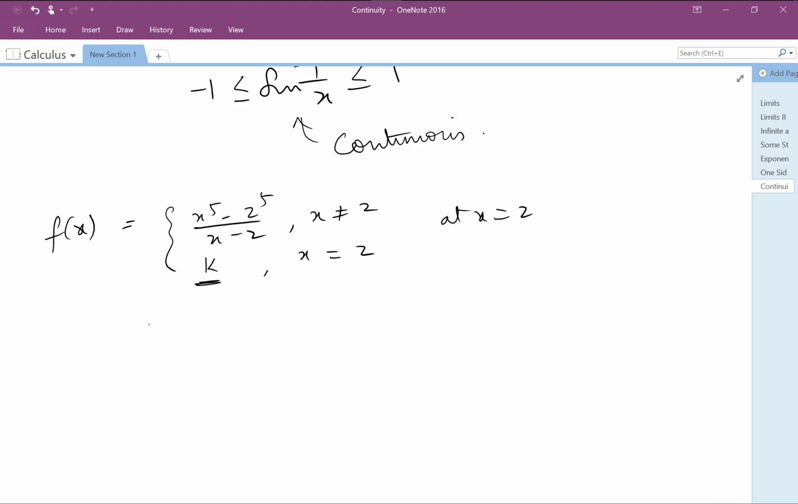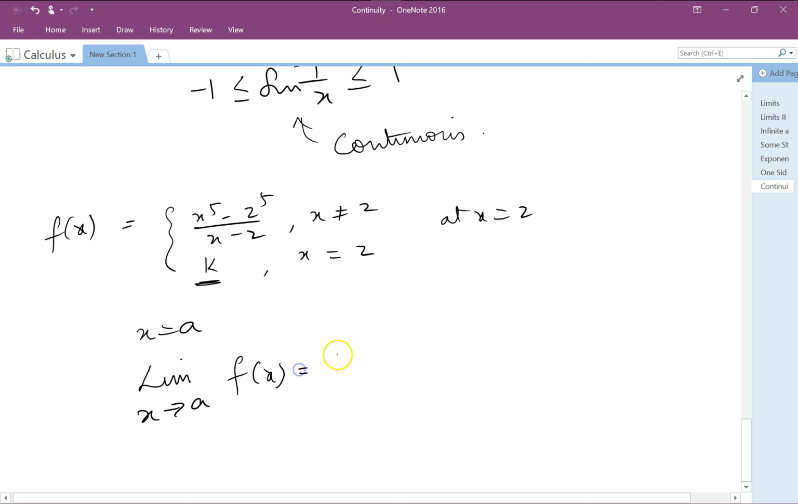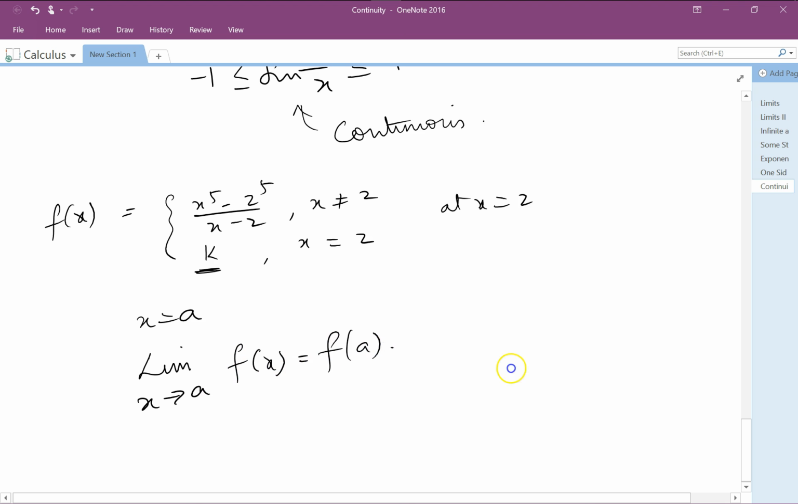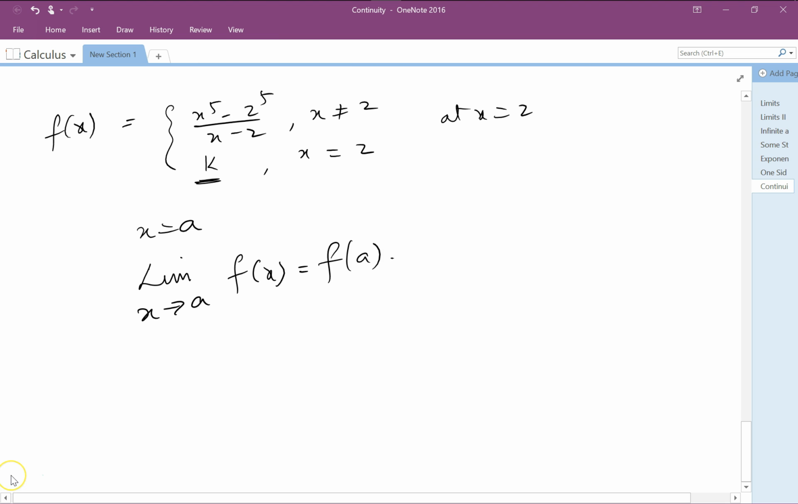If it has to be continuous at x equal to a, that means limit as x approaches a of f of x should be equal to f of a, right? So k should be equal to f of 2. So that means limit as x approaches 2 of x to the power of 5 minus 2 to the power of 5 by x minus 2.